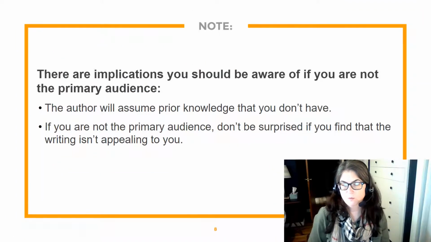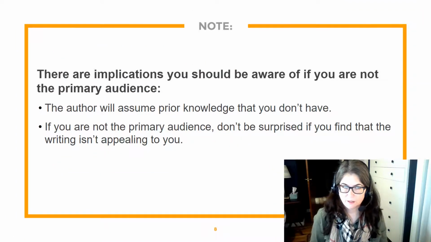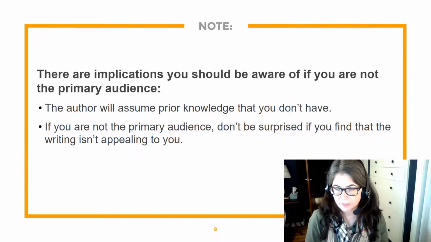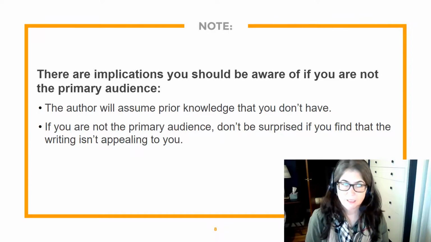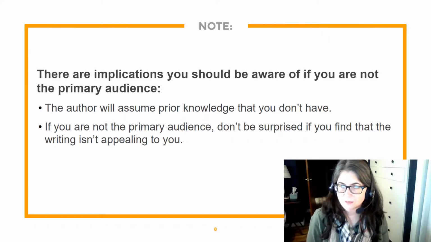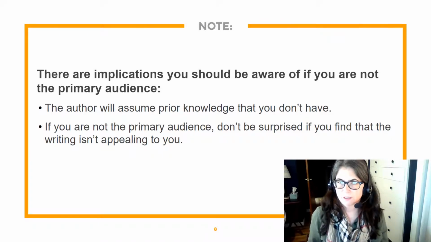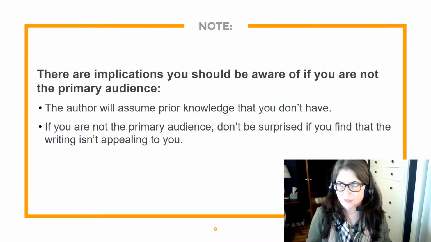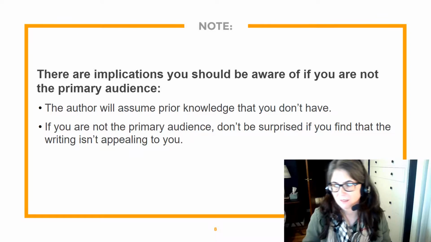So one of the reasons why I ask you to think about who is the audience for this material is because there are things that you need to be aware of if you, the undergraduate student, are not the primary audience. The first thing is that the author is going to assume that the people reading their article have a certain level of knowledge and education that you probably don't have, because you don't have the same level of education as most scholars working in a certain field.